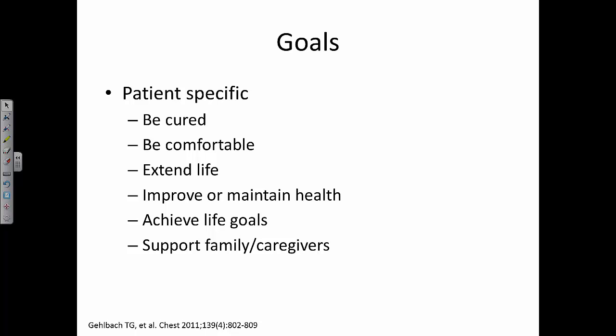So again, they need to be patient specific. Is it to pull out all the stops and go for a cure? Is it to be comfortable? Is it to do both? Are you trying to extend the patient's life? Improve or just maintain health? Achieve life goals? So many times we have hospice patients who hang on literally for the next big holiday. It's uncanny how many people pass away the day or two after Christmas or Easter or New Year's or their favorite grandchild's birthday or their granddaughter gets married or a high school graduation or a baby is born in the family. So people, I think, can hang on until they pass these important life events.